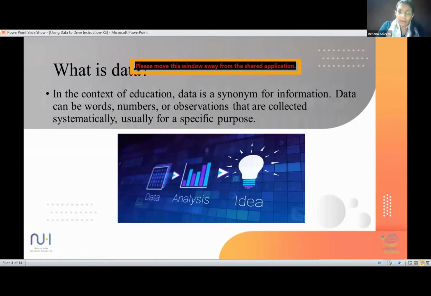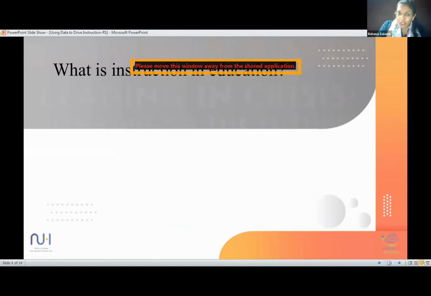So how do we use this data in instruction for education? But before talking about data which drives instruction, we need to understand what instruction in education is. It's very simple.